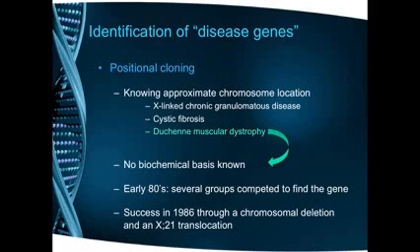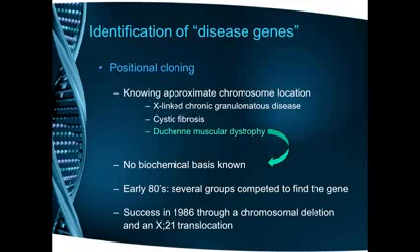And then in the 1980s, positional cloning became available, where they were actually closely mapping multiple affected families in order to positionally find the disease gene. And that worked for cystic fibrosis, for Huntington's disease, for breast cancer, for adult polycystic kidney disease, and many other conditions.